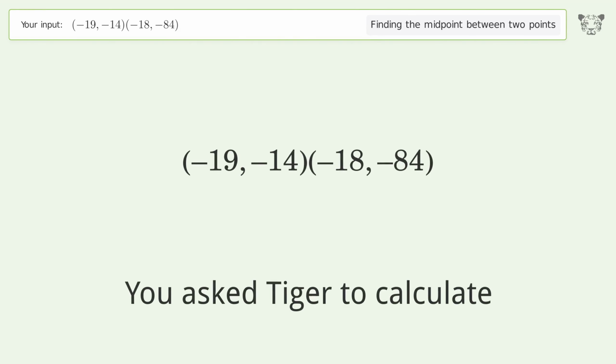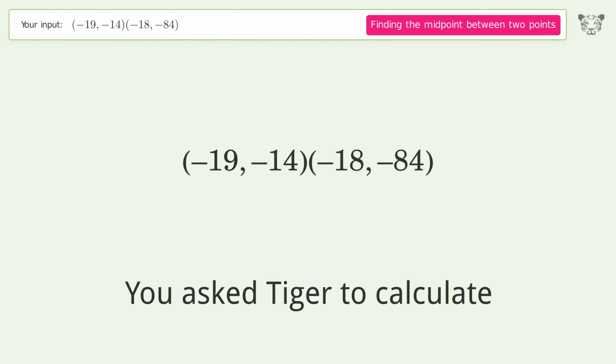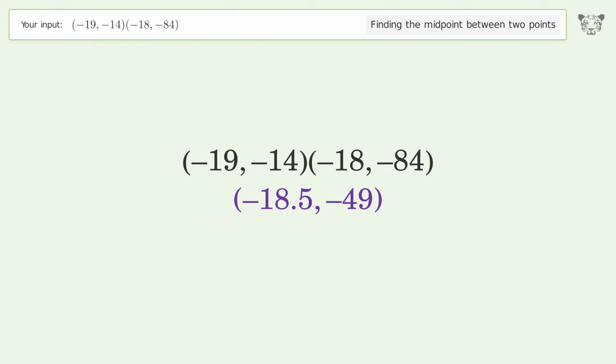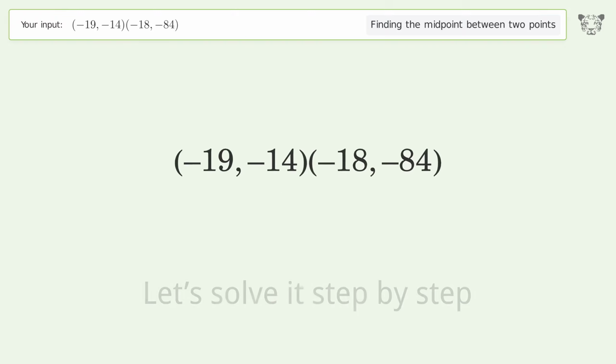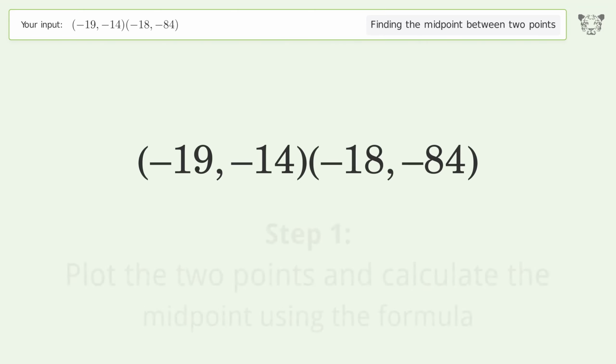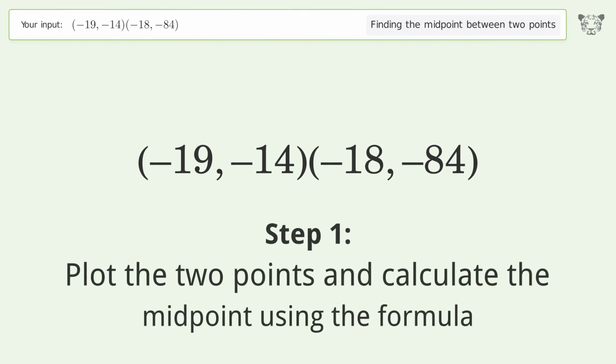You ask Tiger to calculate. This deals with finding the midpoint between 2 points. The midpoint between the 2 points is negative 18.5, negative 49. Let's solve it step by step. Plot the 2 points and calculate the midpoint using the formula.